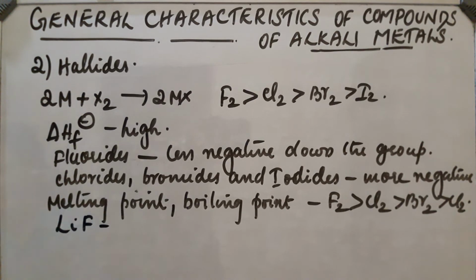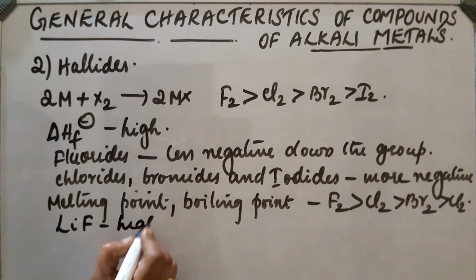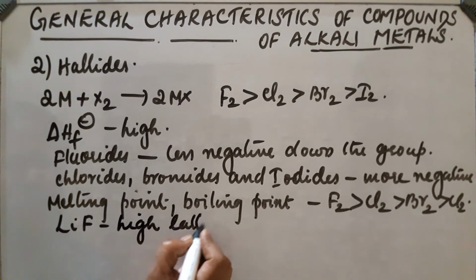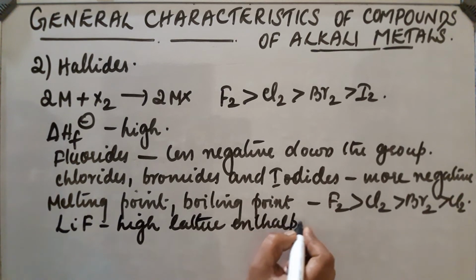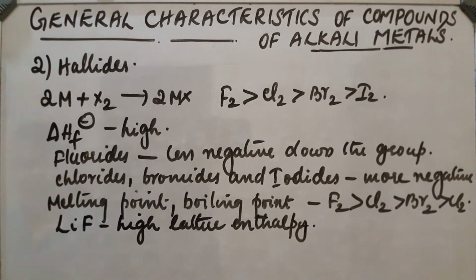This is because in lithium fluoride, both the Li+ and F- ions are smaller in size, and due to this there is a greater force of attraction between them and they have high lattice enthalpy. So they are less soluble. All the other halides are freely soluble, and in the case of CsI, cesium iodide, they have low solubility.